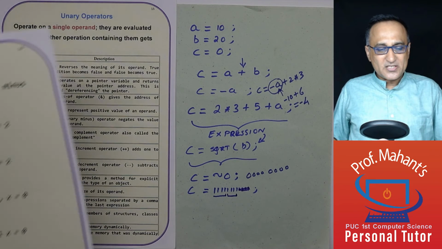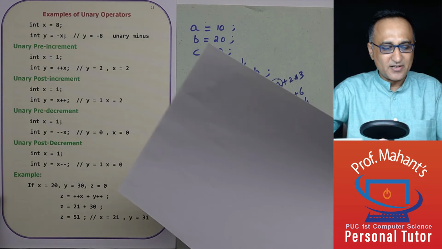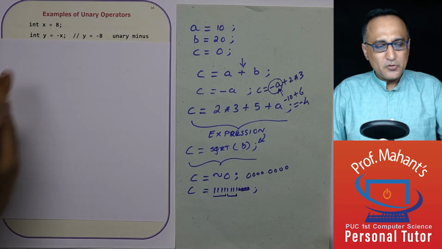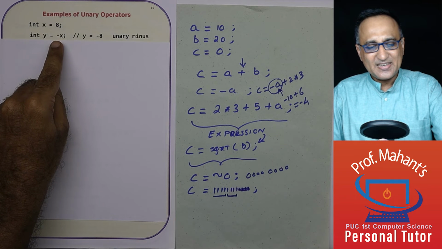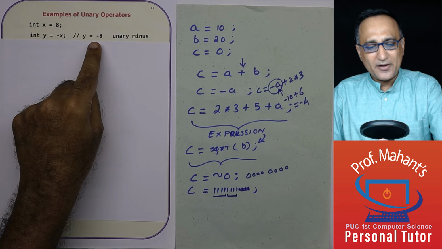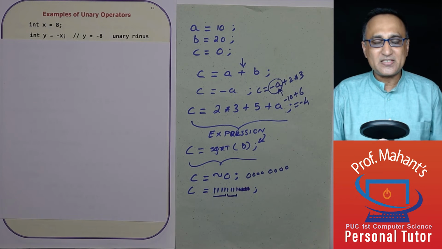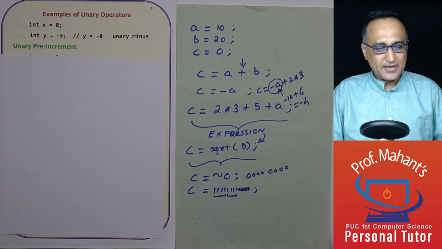So let's try to understand what we mean by increment, decrement and all this stuff, because this is really important. So suppose x is 8. If I say y is equal to minus x, then y will get the value minus 8. Here minus happens to be a unary minus operator.